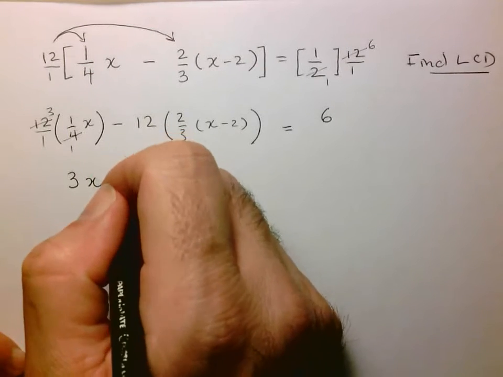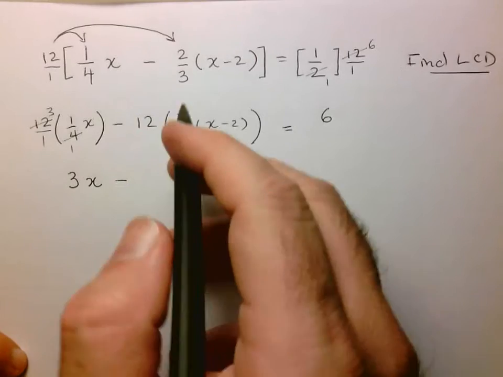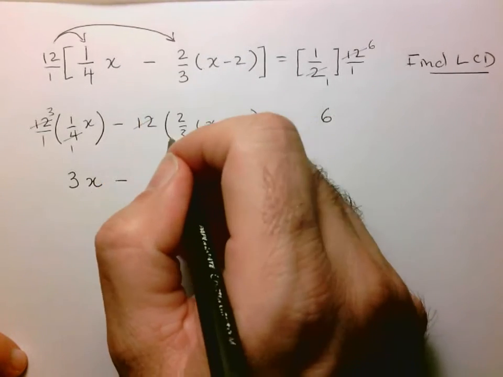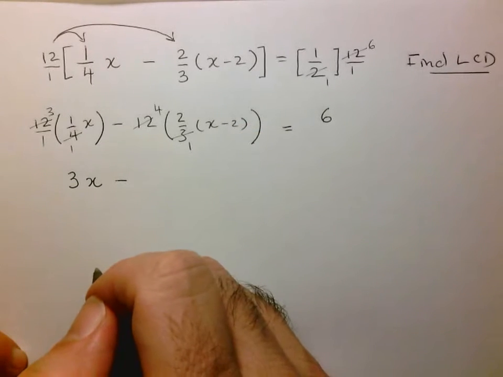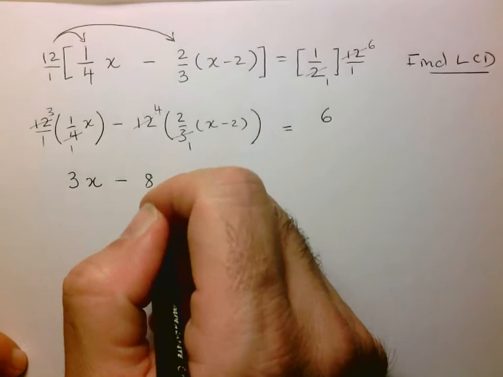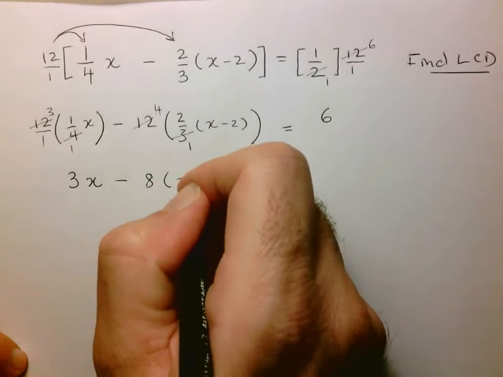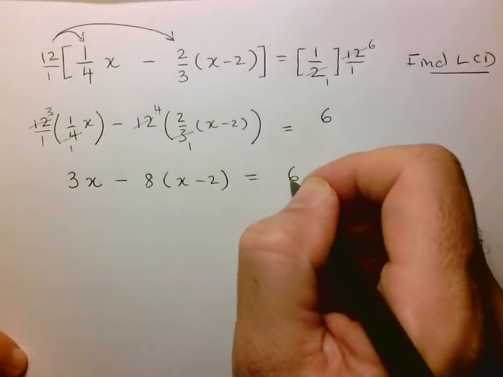Let's look at the second one here. So here we've got minus. Let's multiply the numbers. 12 over 3 reduces to 4 over 1. So I'm left with 4 times 2 is 8, times x minus 2. And then again here we have equals 6.